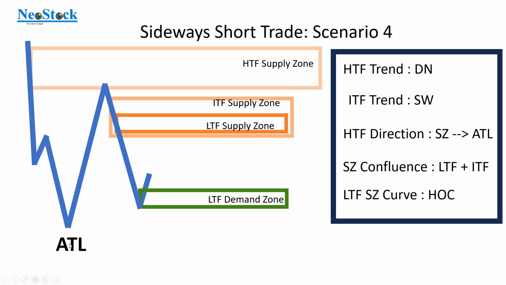This is HTF all-time low scenario. But on LTF, there could be demand zones. Suppose the LTF demand zone is not there. What is the scenario then? Your target should be the all-time low instead of the LTF demand zone, in case the LTF demand zone is not there, let us assume. So target should be ATL, all-time low.